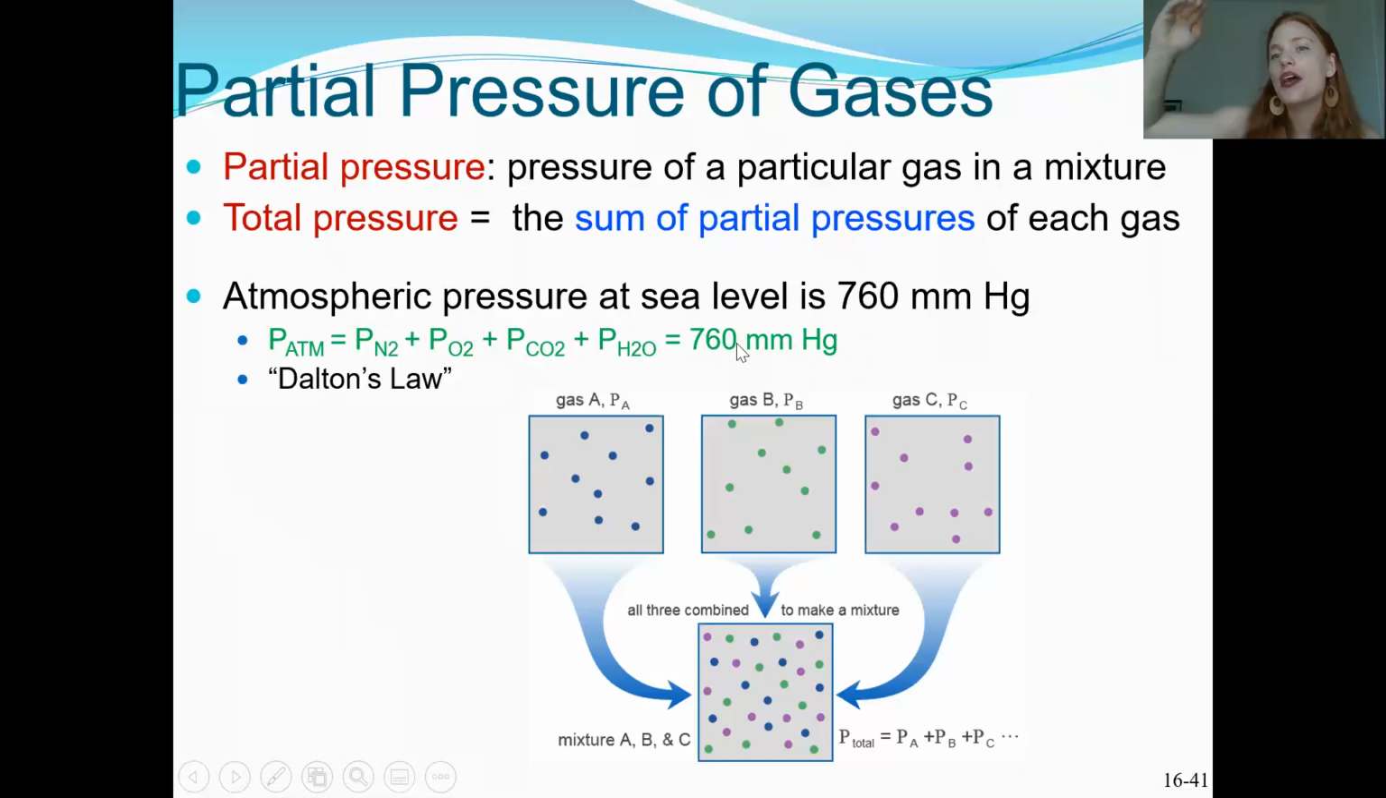Now, if you go higher up, you'll have less pressure. So if you go up a mountain, Mount Everest, you'll have less pressure. And if you go deeper down, for example, deep down in the ocean, you'll have more and more pressure. Okay, so that's partial pressure. So again, if you see a big P like that, that just stands for partial pressure.